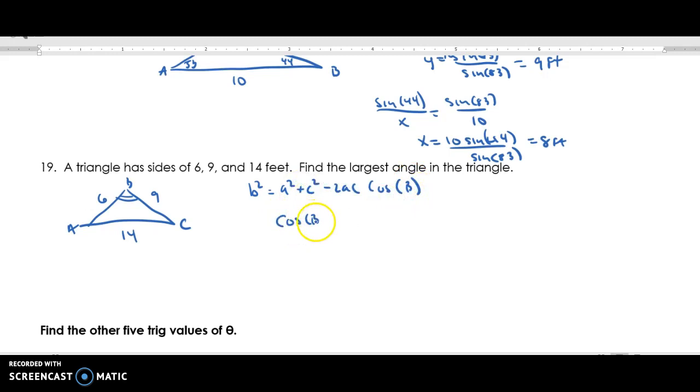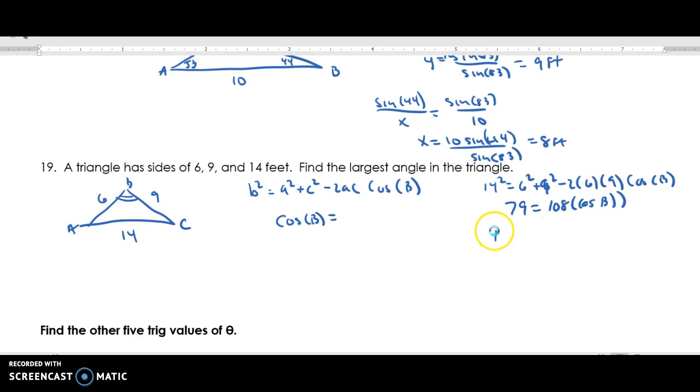So remember, if I plug everything in, it's going to be 14 squared equals 6 squared plus 9 squared minus 2 times 6 times 9 times the cosine of B. And remember, you would end up doing 14 squared minus 6 squared minus 9 squared, which will give you 79 equals 108 times the cosine of B. So right now, cosine of B is equal to 79 over 108. So B is equal to the inverse cosine of 79 over 108, which ends up being 137 degrees.